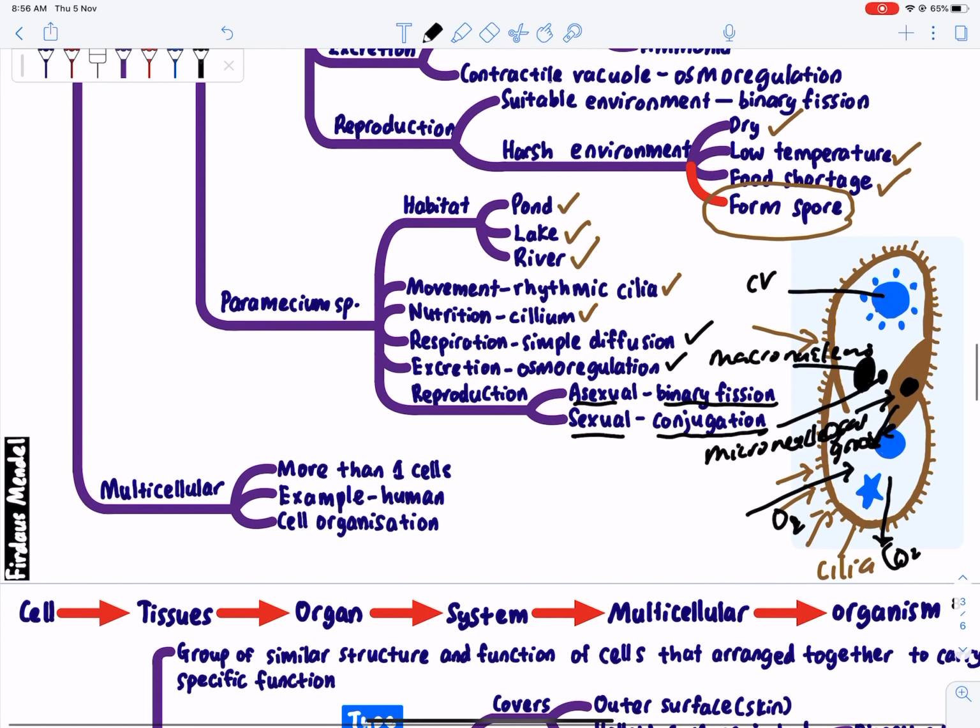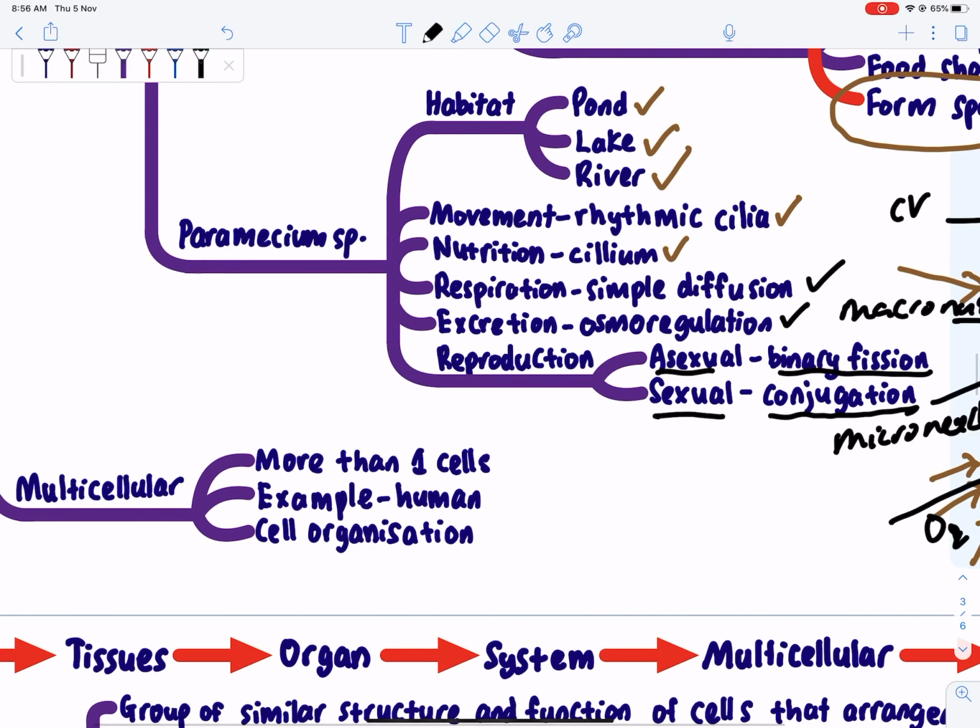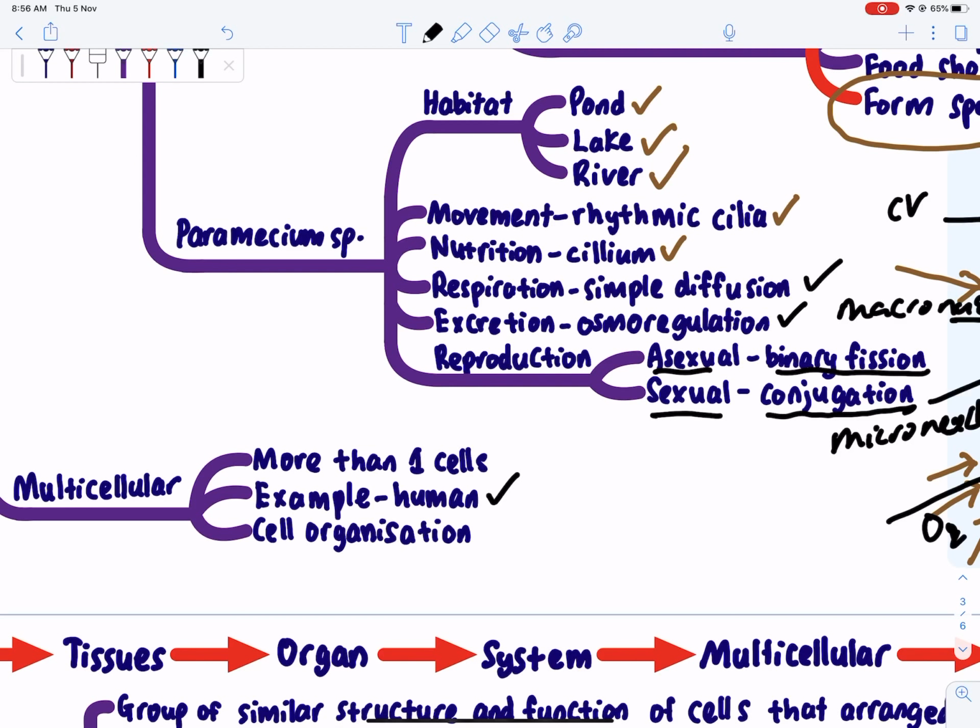Then we move to multicellular. Multicellular consists of more than one cell, for example humans. And then we have cell organization, so that they have their own function, performing a certain function in the body, in a way that they are very good in handling all the problems and settling the functions of the body.